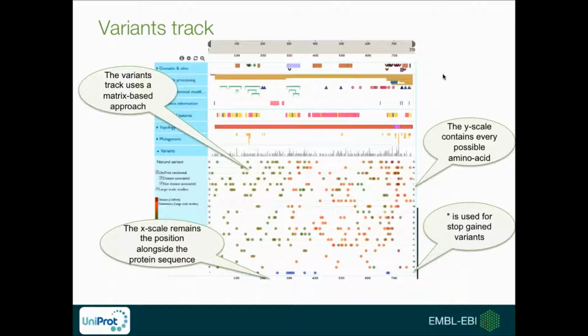We have a special track, which is the variant track. This one follows a different visualization from the rest of the tracks. As you can see in this slide, we use a matrix-based view for the variants. In this matrix, the y-axis contains all the 22 amino acids plus a star. The star is used to represent stop gain and stop loss and init codons within the sequence. And the X scale, as in the rest of the feature viewer, remains the position alongside the protein sequence for the feature.